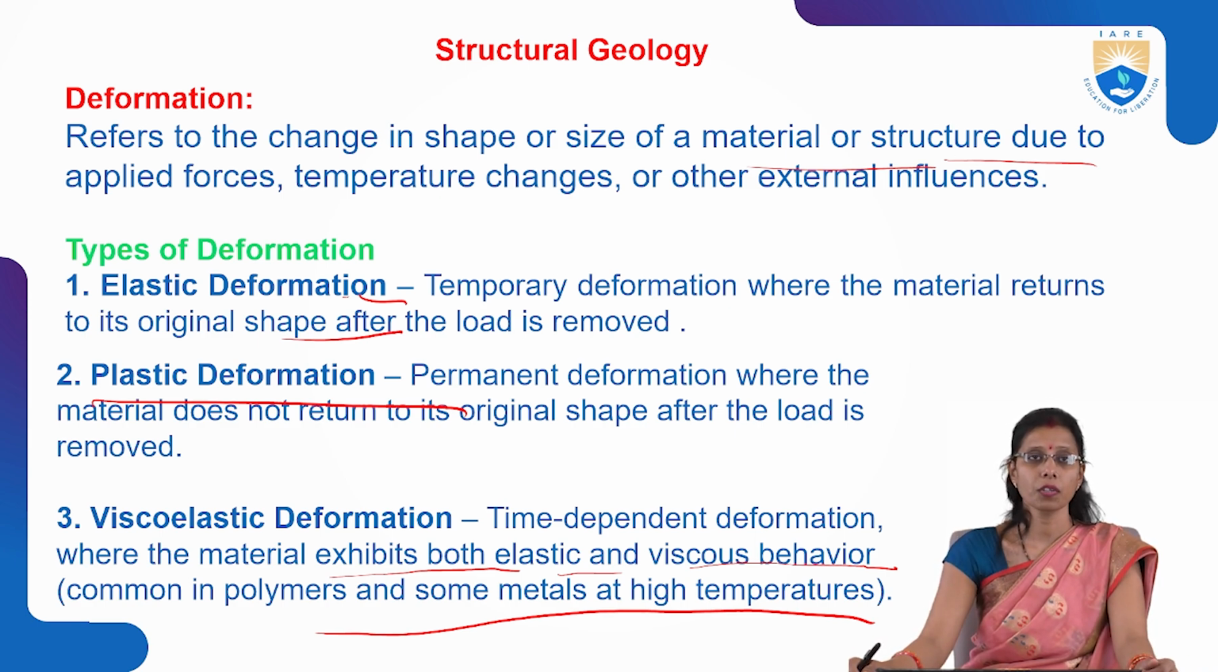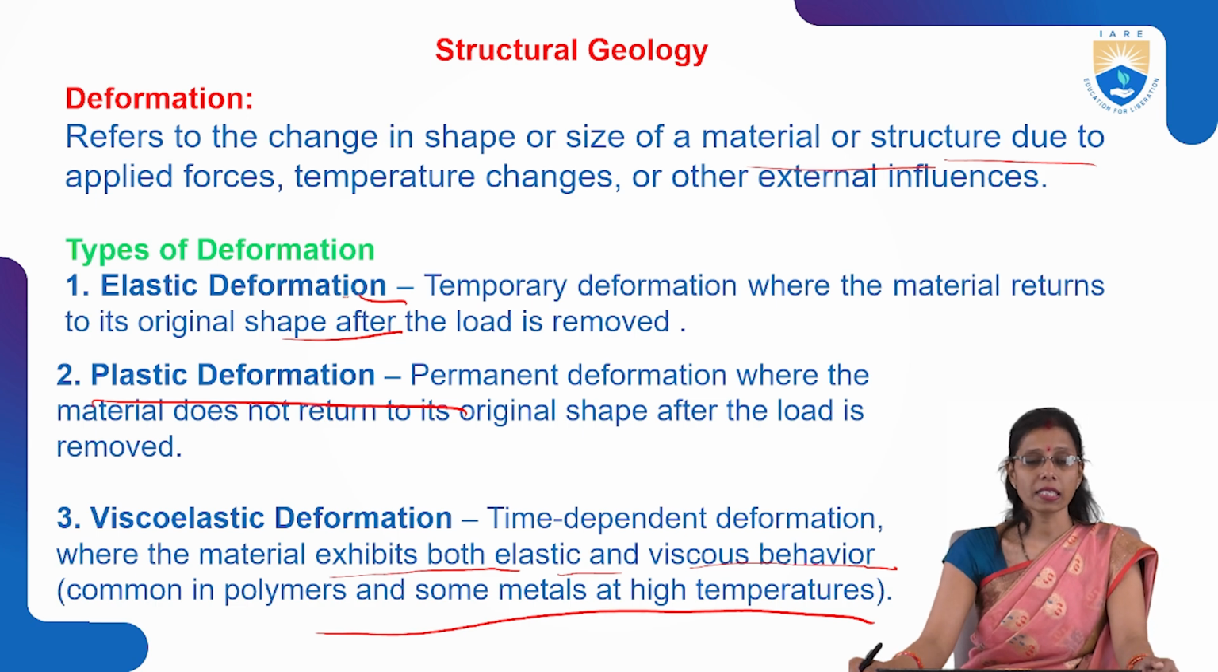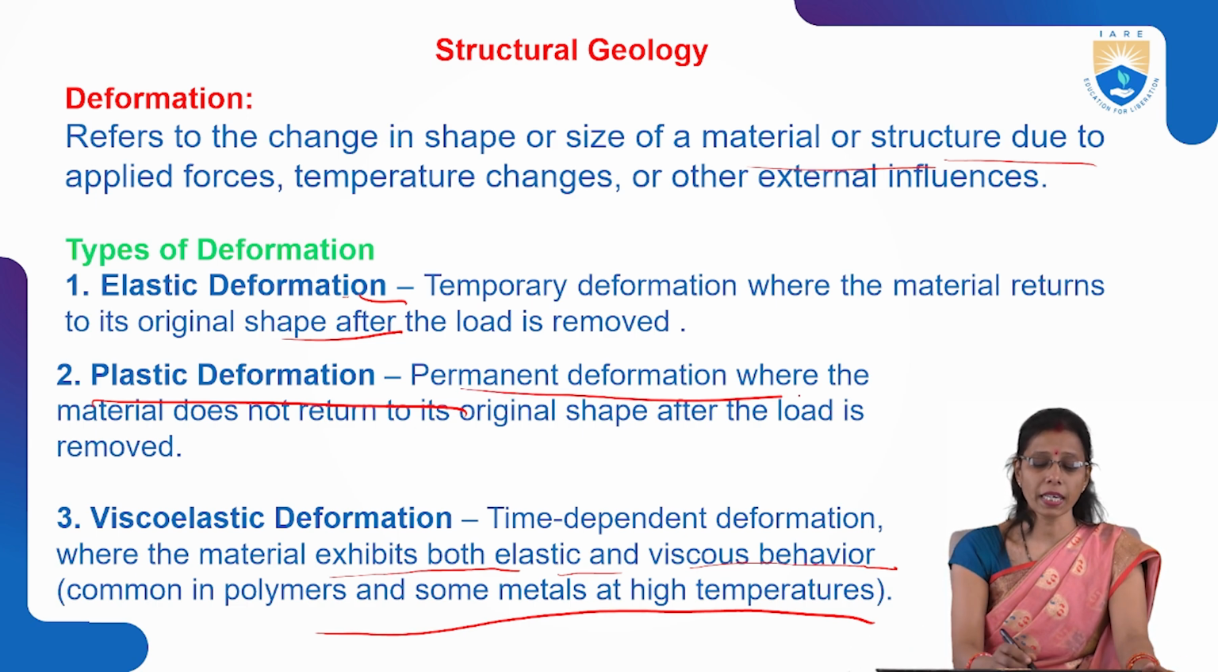So viscoelastic has both kinds of behavior: it exhibits elastic behavior and viscous behavior, common in polymers and some metals at high temperatures. So these three types of deformation happen. Elastic means it will come back to its position again, but plastic is a permanent kind of deformation. It will not come back to its position. It will permanently change its shape.